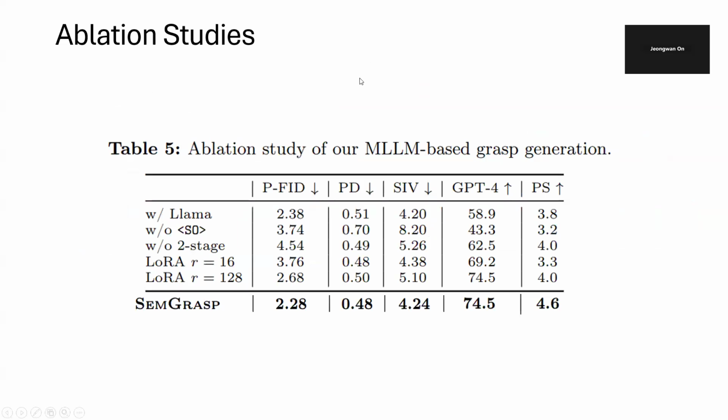And this is the ablation study of MLLM-based grasp generation. This is with just base Llama, and this is without the object size token. This is without two-stage training. This is with LoRA rank equals 16 instead of 64, and this is with LoRA rank equals 128 instead of 64. And SemGrasp comes out to be the best compared to all the cases.